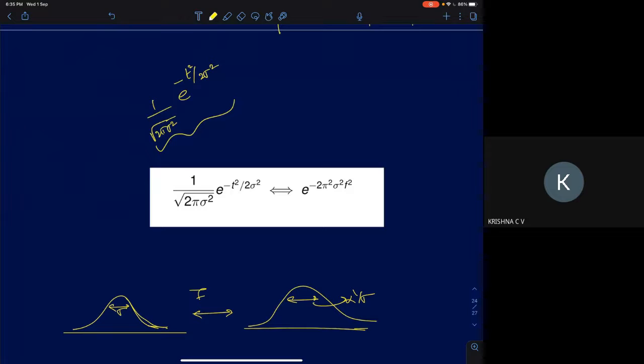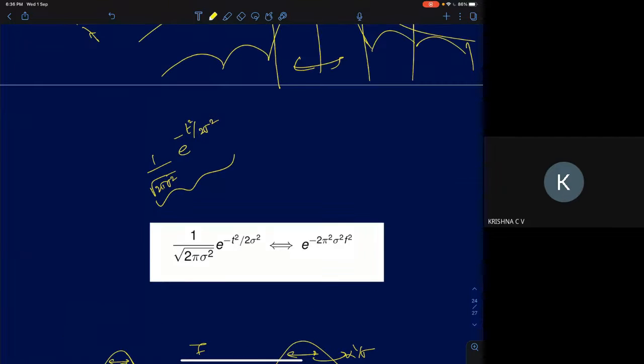Now remember, no other function obeys this property. Only the Gaussian function obeys this property. The Fourier transform is also a Gaussian function, but of course the variance will be different. You can easily show why that is the case.